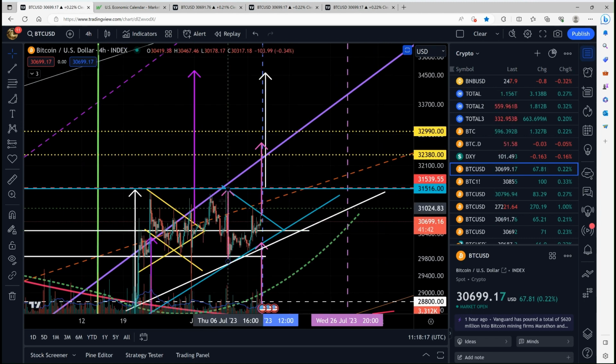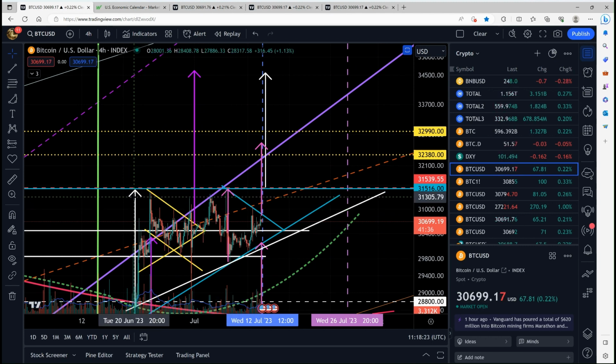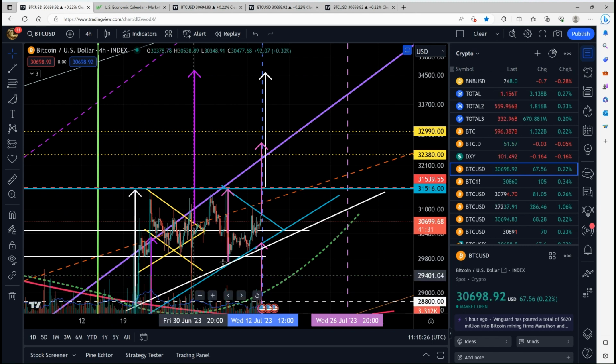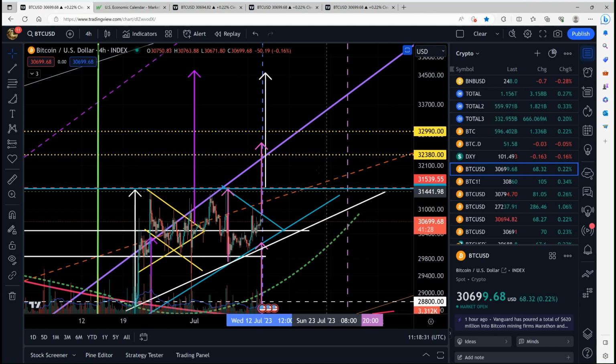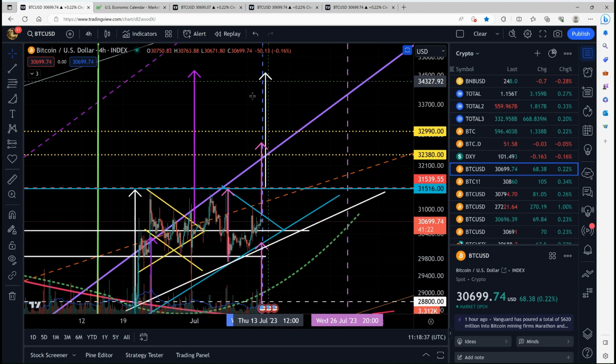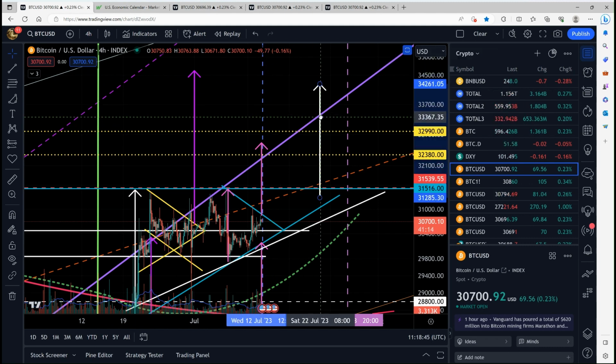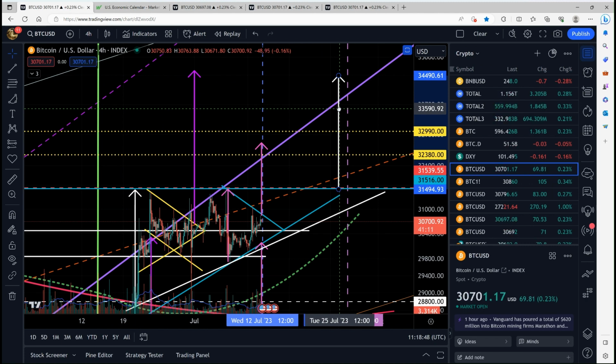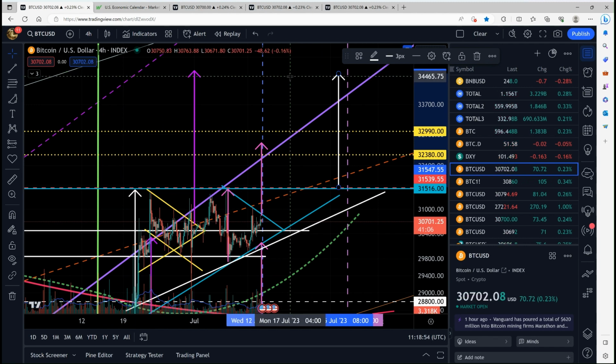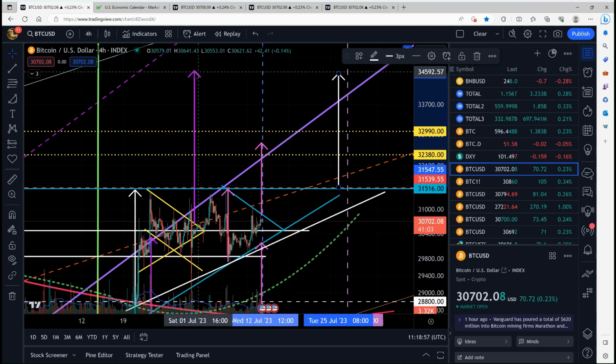Now, I talked about the targets from this aqua symmetrical triangle. The target here from our ascending triangle, if in fact we do continue to form that, would be up here at about 34,500. I've carried this white line over to here. Actually, I can move it down here over by the FOMC meeting, which is interesting because it is about the same as this target.